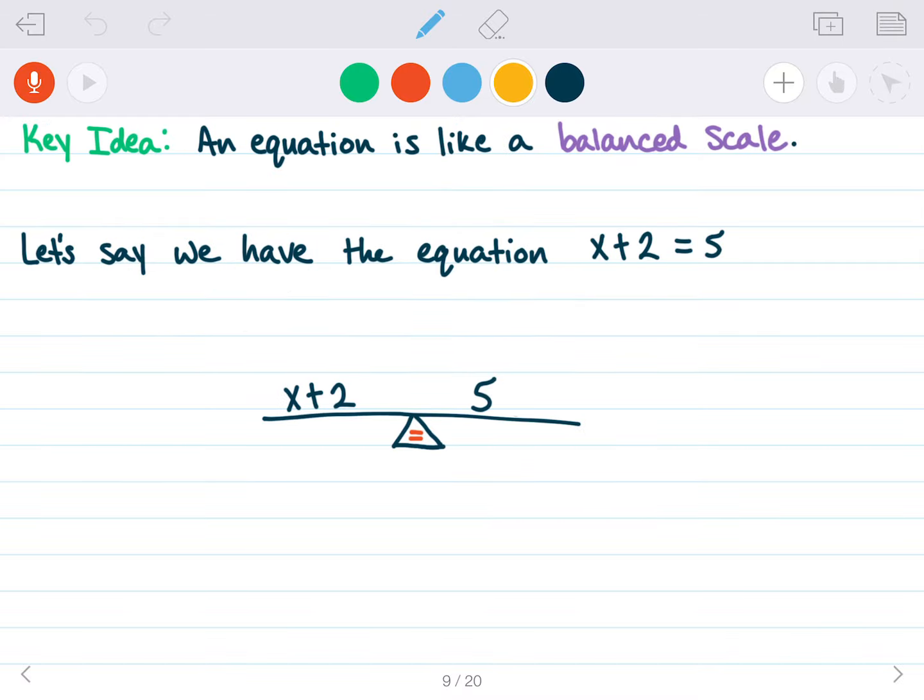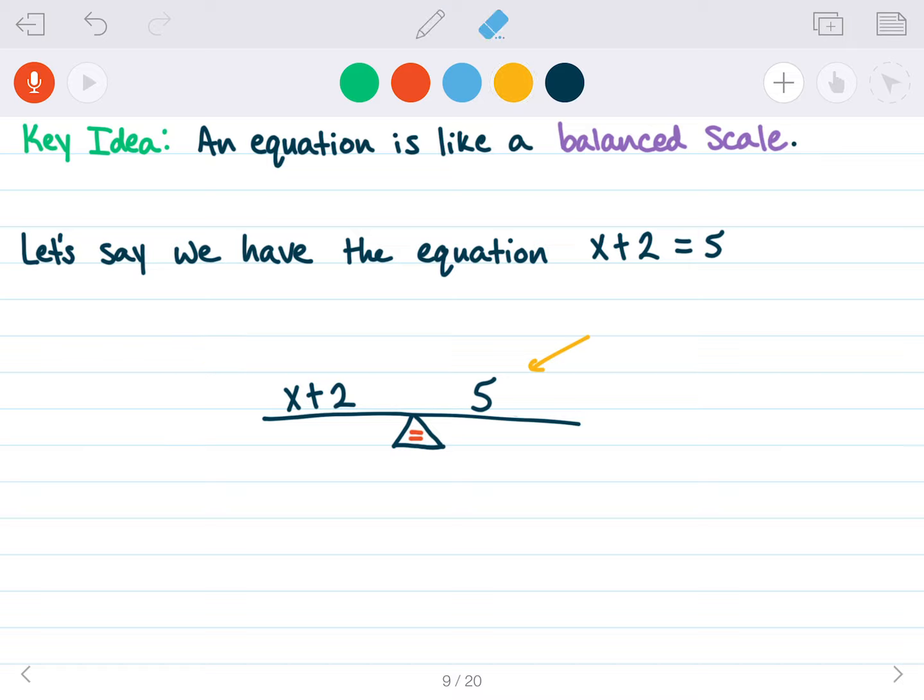Okay, so the big idea, when you have an equation, it's a balanced scale, or a seesaw, if you want to think of a seesaw, right? So let's say we have the equation x plus 2 equals 5. Well, what this is saying is that the left and the right side are completely balanced. They're the same weight. You can think about it like that. So you have two friends, maybe x plus 2 is one friend and 5 is the other friend, and they weigh the exact same amount, and so they're completely balanced. The seesaw is completely flat.